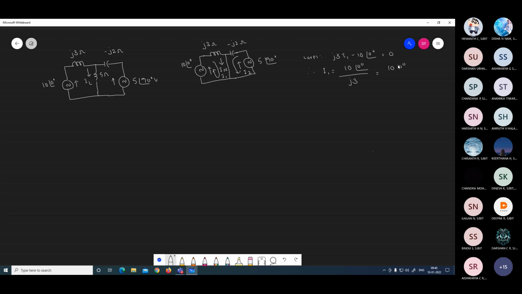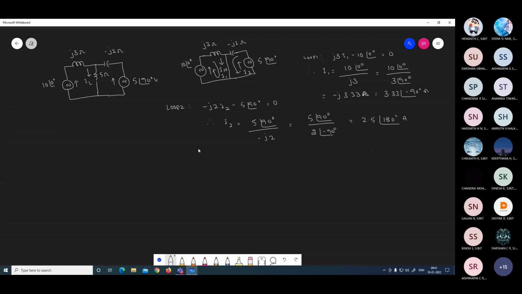This is 10 at an angle of 0 degrees divided by 3 at an angle of 90 degrees, and this is equal to minus J3.33 amps, or you can write it as 3.33 at an angle of minus 90 degrees amps. This is our I1. Similarly, apply KVL for loop 2 and find out the current I2, that is minus J2 into I2 minus 5 at an angle of 90 degrees is equal to 0. Therefore I2 is equal to 5 at an angle of 90 degrees divided by minus J2, that is 5 at an angle of 90 degrees divided by 2 at an angle of minus 90 degrees. This is equal to 2.5 at an angle of 180 degrees amps. This is your I2 current.